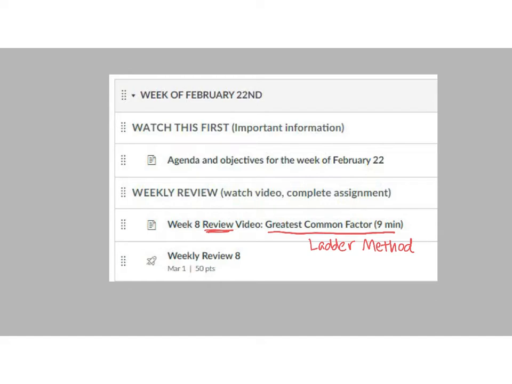Okay, so the goal is that you can complete these problems and that you know how to do those well. It doesn't matter to me if you use this ladder method or you use a different type of method. Keep in mind that those are due by 9 a.m. on Monday, March 1st. Now let's look at how we're going to be using this week.